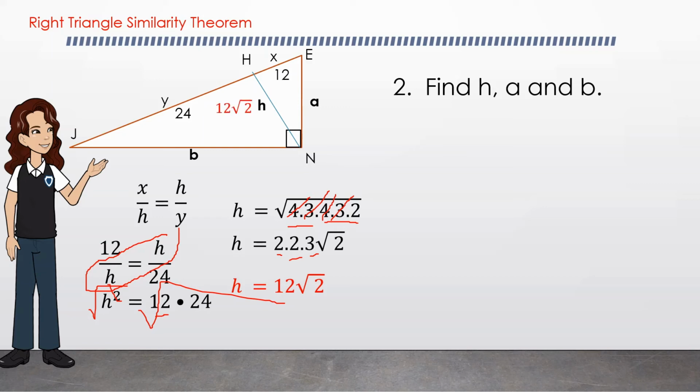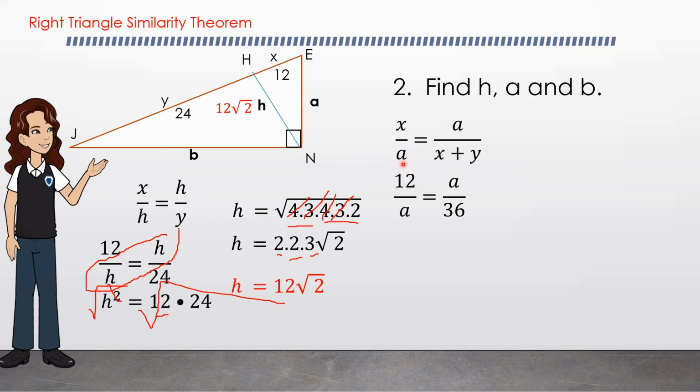So, another geometric mean is the leg. And that will be A. So, katapat ng A natin is X. So, we have X over A. X over A is equal to A over X plus Y. So, X plus Y is the longest side or the hypotenuse. So, substitute the value. So, we have X is 12.